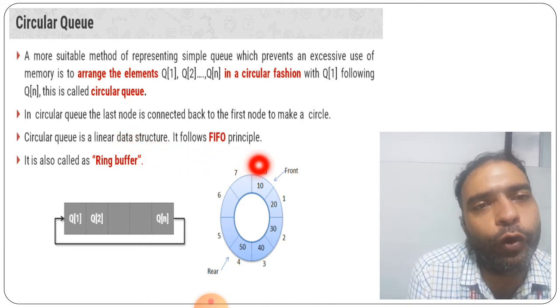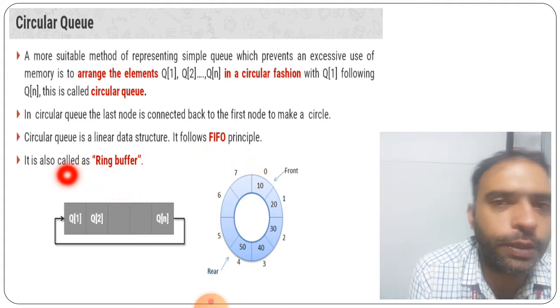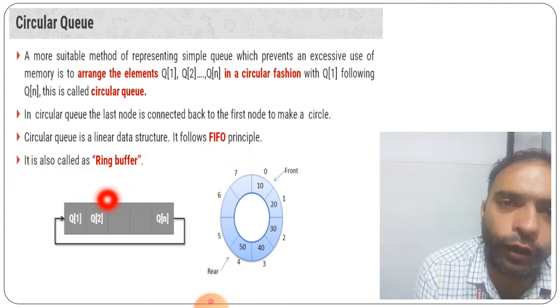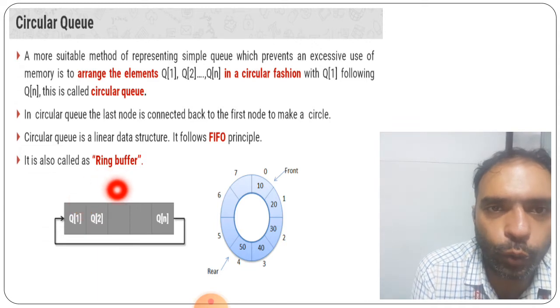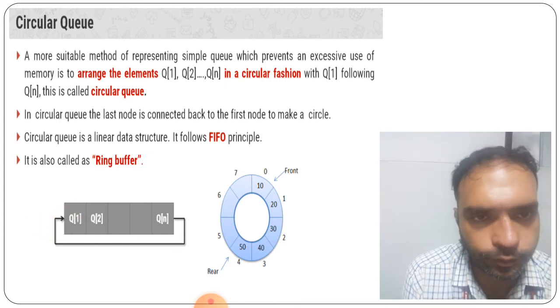It follows a FIFO. तो फर्स्ट इन फर्स्ट आउट, तो पहले ही सबसे आया वो पहले ही सबसे बाहर जाएगा. So it is called a ring buffer. So here it is given Q1, Q2 up to Qn. Here it is given, so that will go up to again Q1.